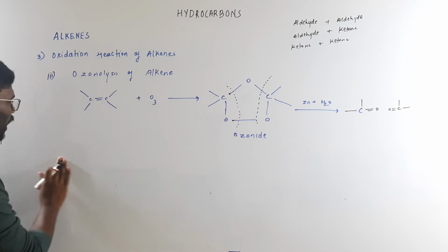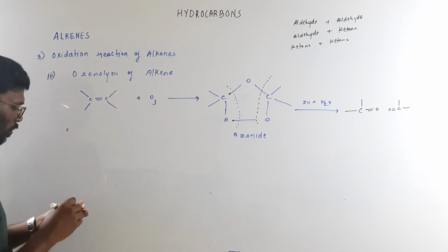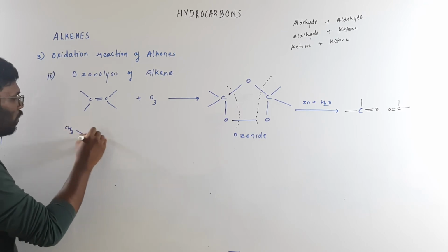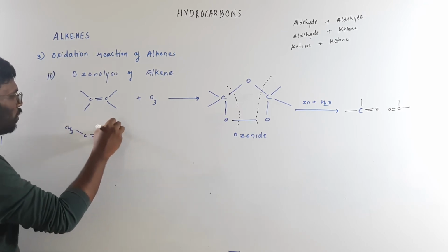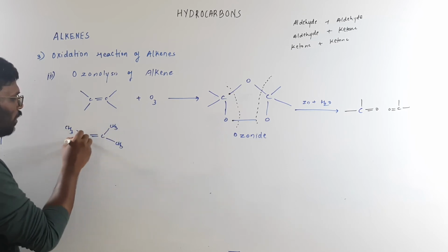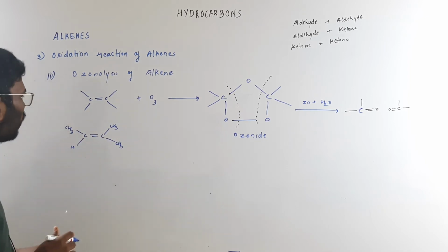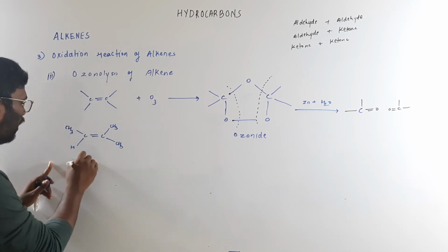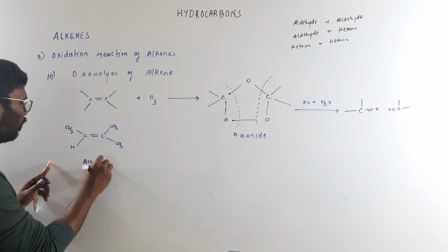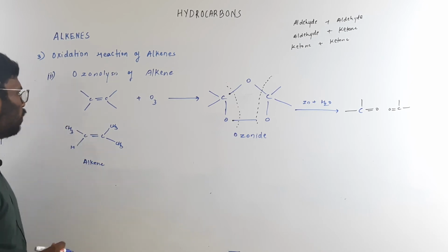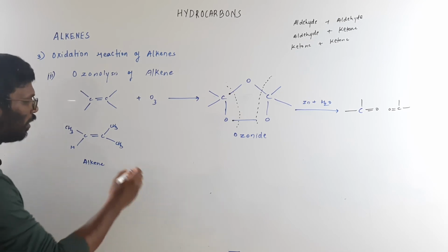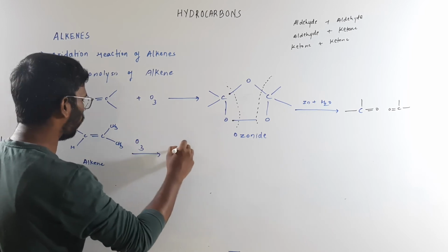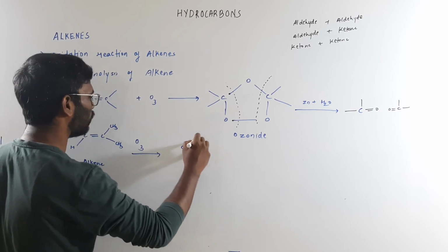If I take this type of alkene, let's take this alkene, that is CH3 over here. Here there is a C double bond, and here this is CH3, this is CH3, and this is hydrogen. This is a double bond. Now where will the ozonide be formed? This is the alkene. The name of this alkene will be 2-methyl-butene.